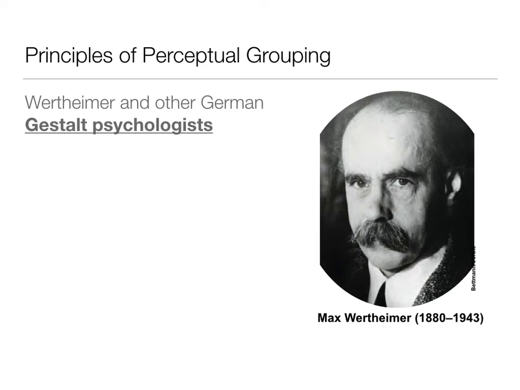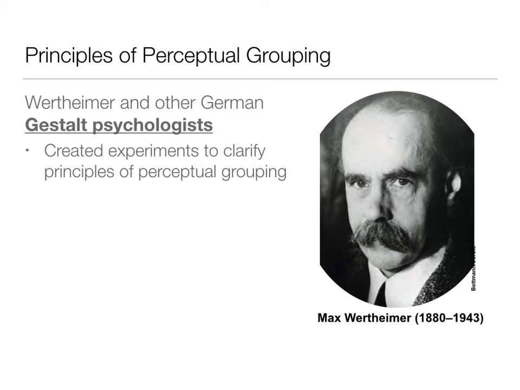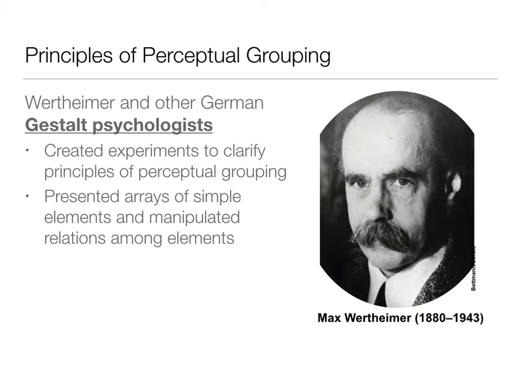These principles of perceptual grouping, these gestalts, were first done by Wertheimer and the other gestalt psychologists. They created experiments to figure out how people were grouping things. They gave people arrays of things to look at, different images of really simple elements, and they manipulated them in different ways to figure out how people were grouping things.